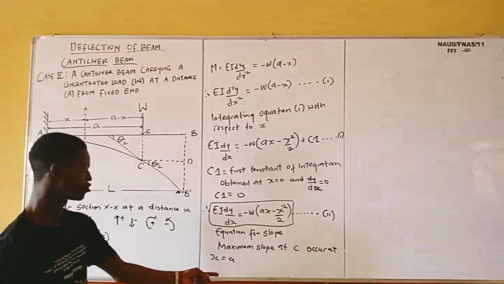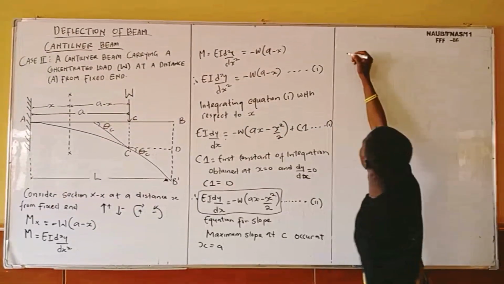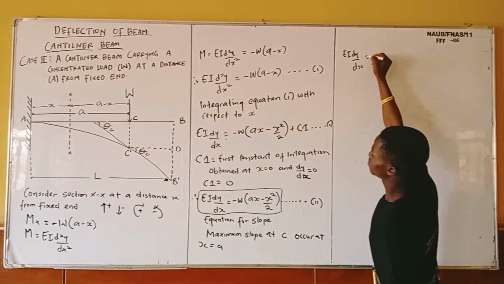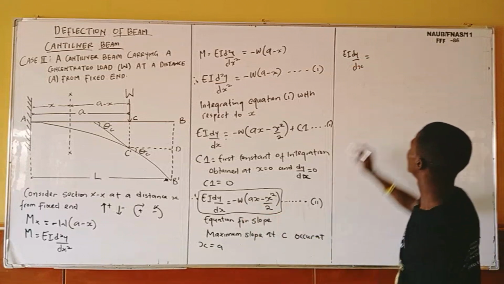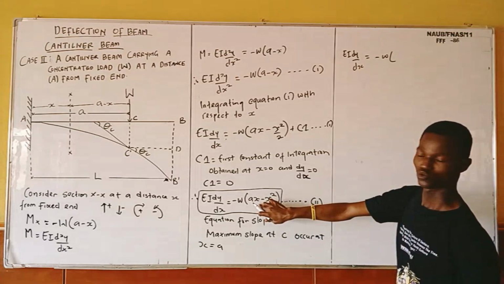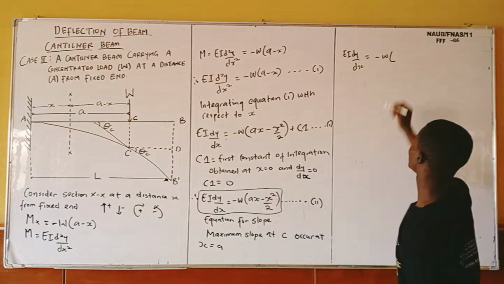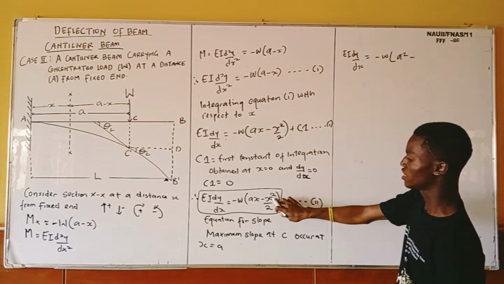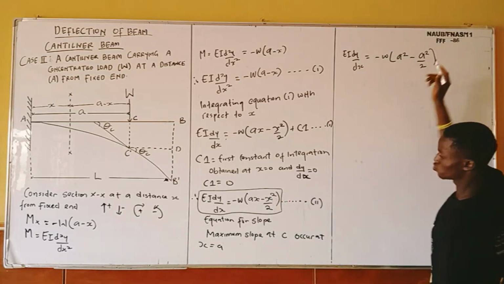So into this equation I'm going to substitute x equals a. So I'm going to have EI dy/dx equals negative w. Don't forget that my x equals a, so I'm going to have a here. a multiplied by a gives me a squared, minus a squared over 2. So I'm having a squared over 2.